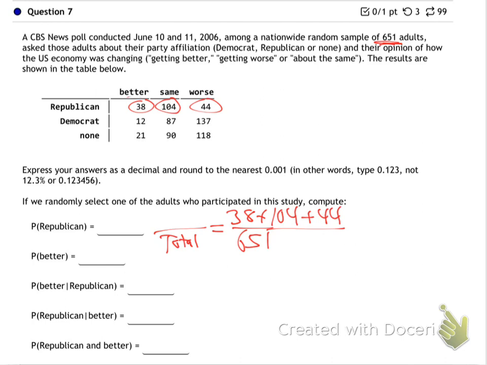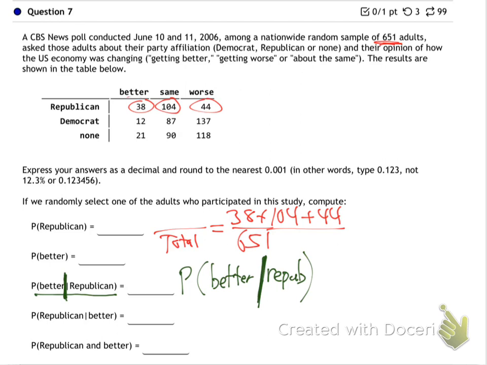Part B is not a problem. Let's jump down to part C, this third one. I haven't explained that straight line that's between them. Let me write that for you. So the probability better, and then they have this straight line, and then Republican.